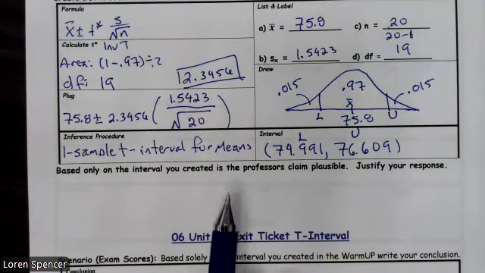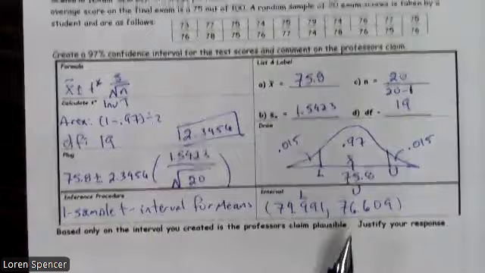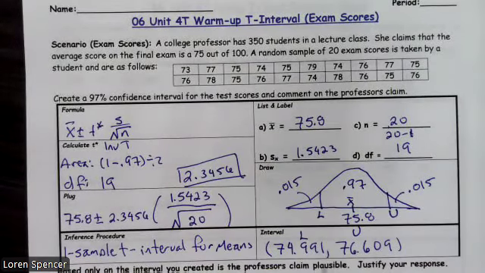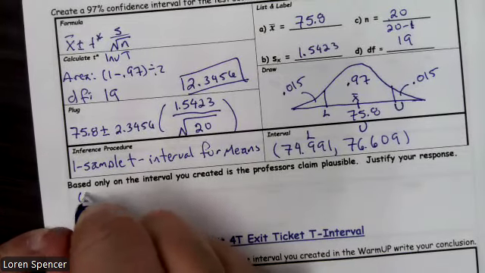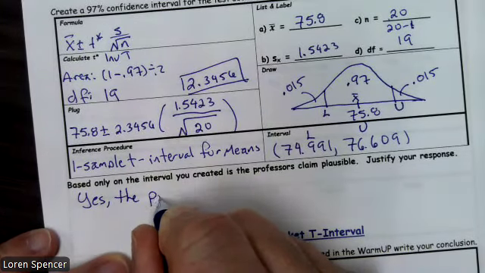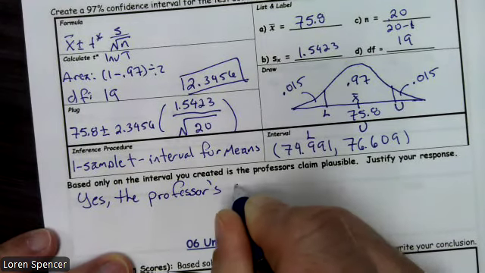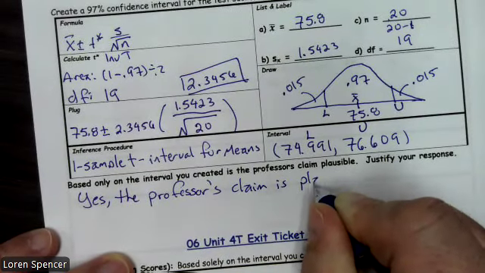Based on the interval you created and the professor's claim, is the professor's claim plausible? Well, what did the professor claim? She claimed 75. And if I look at my interval, hey, 75 lies within the interval. Yes, the professor's claim is plausible.